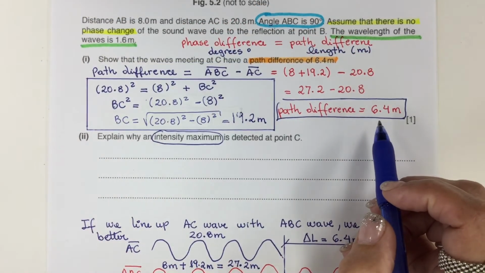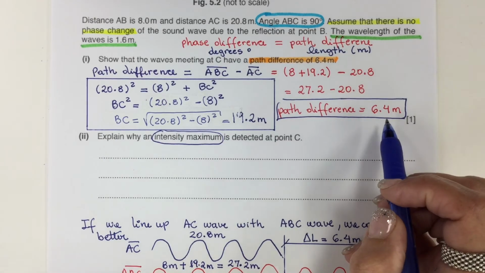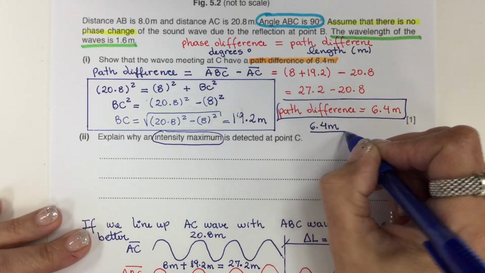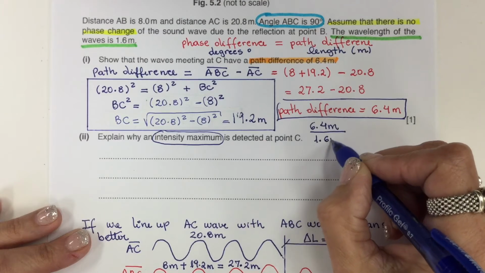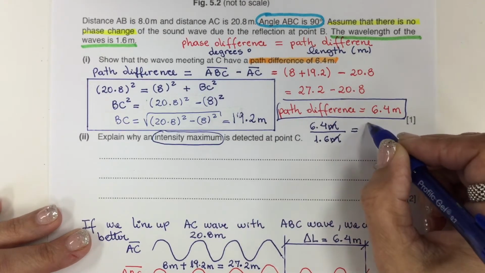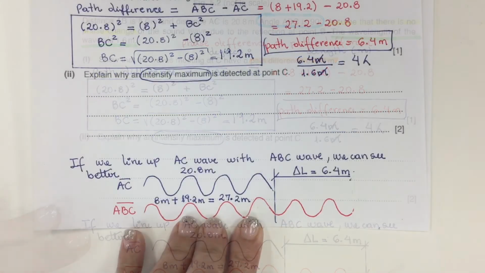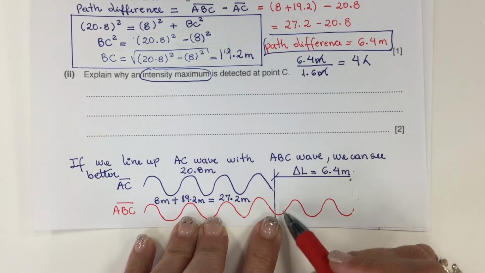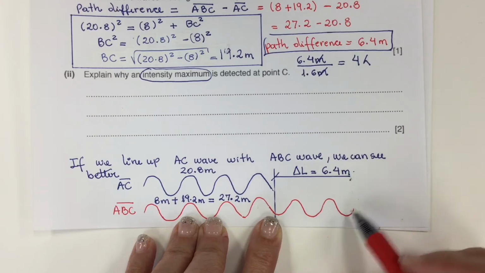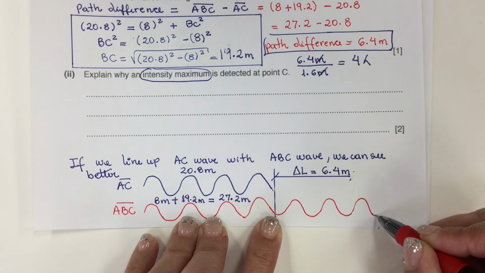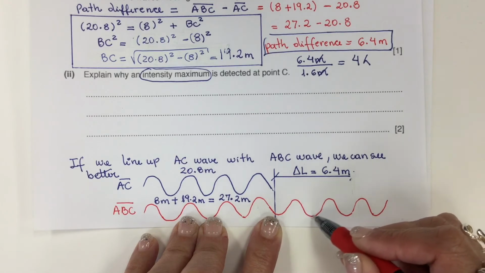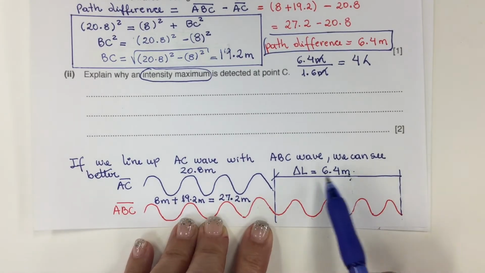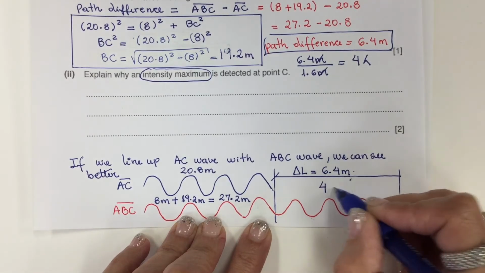So if the path difference between both waves is 6.4 meter as they arrive at C, so 6.4 meter divided by the length of one wavelength, that gives us 4 wavelengths. I'm going to fix my drawing here, not on scale, because the difference between both should be 4 wavelengths. So 1, 2, 3, and then 1, 2, 3, and 4. So the difference between both waves is 6.4 meter, which corresponds to 4 wavelengths.